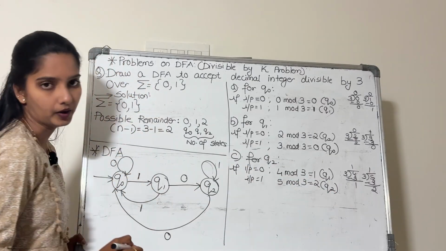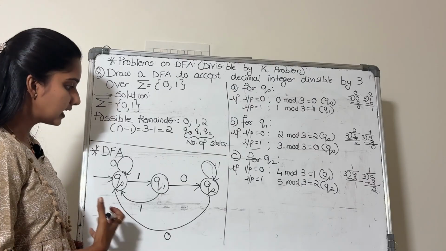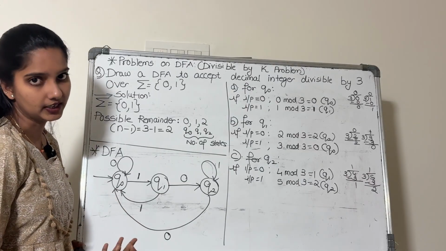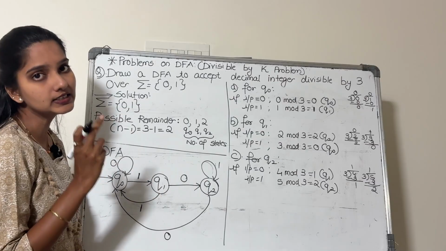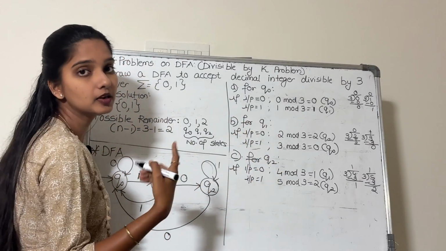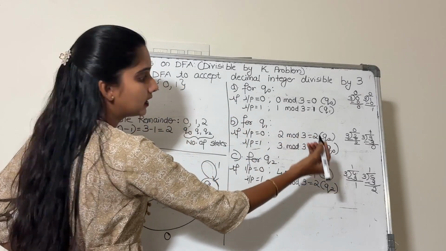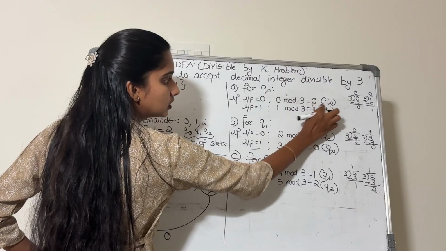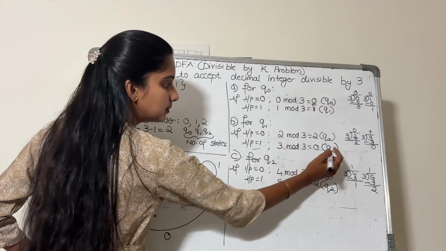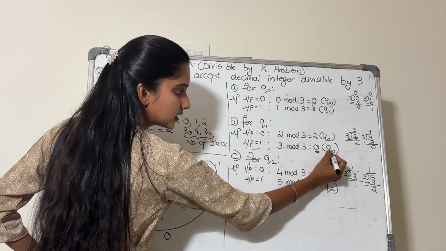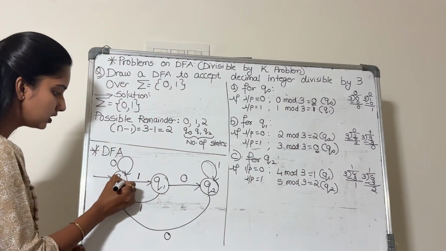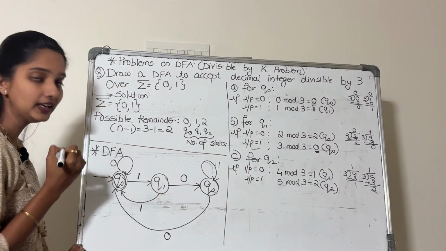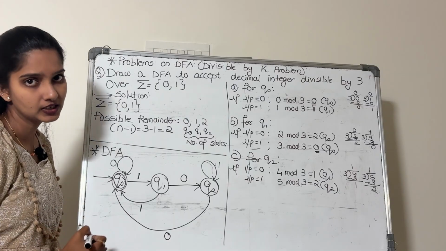So now how to decide which is going to be my final state? The final state depends upon where you are getting a 0, where you are getting the remainder as 0. So who is giving a remainder as 0? Here Q0 is giving me a 0. Similarly, this Q0 is again giving me 0. Is there any other state which is giving me 0? No. So which means Q0 is going to be my final state or my accepting state.